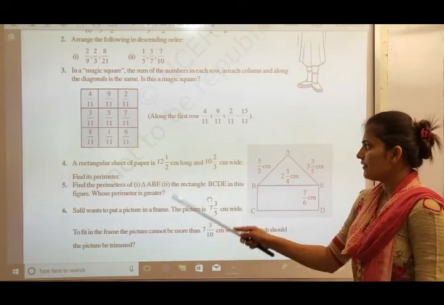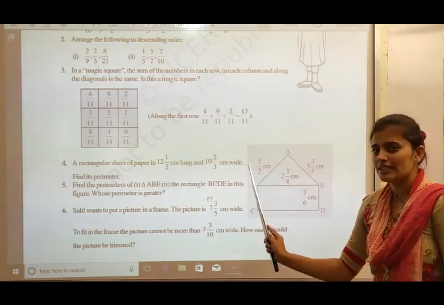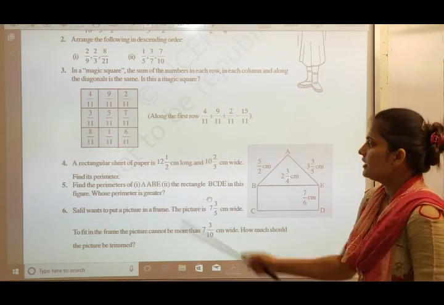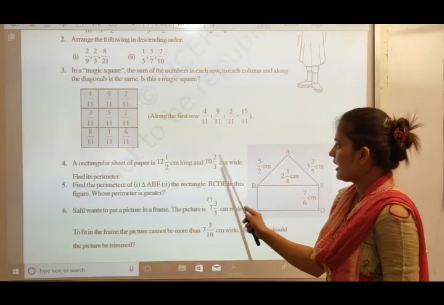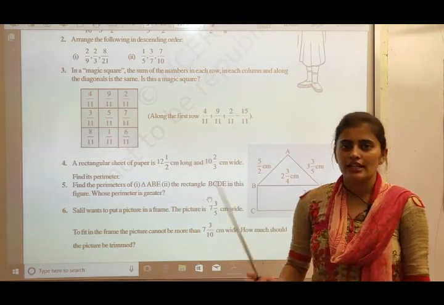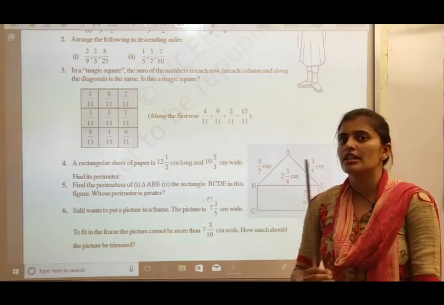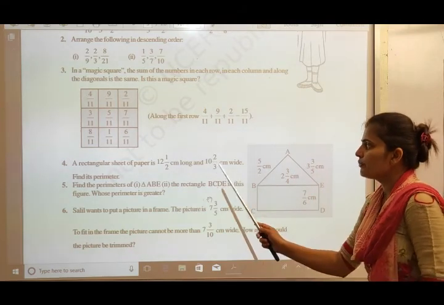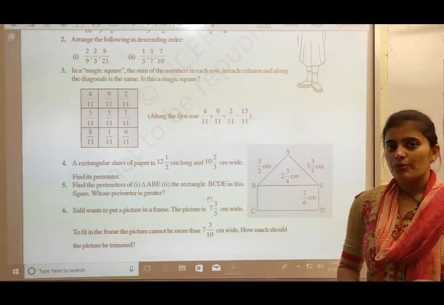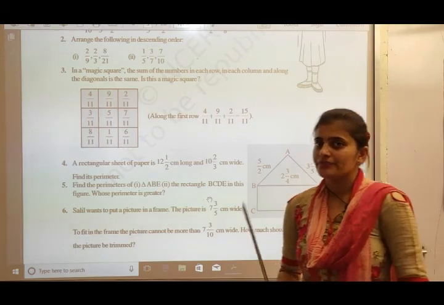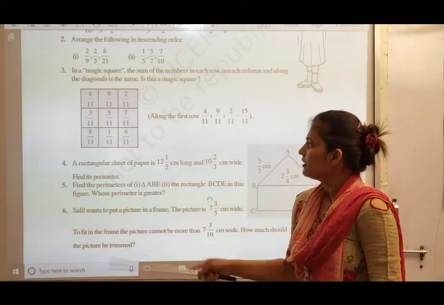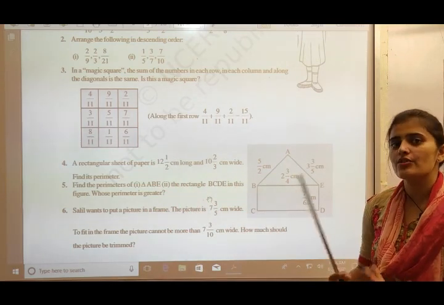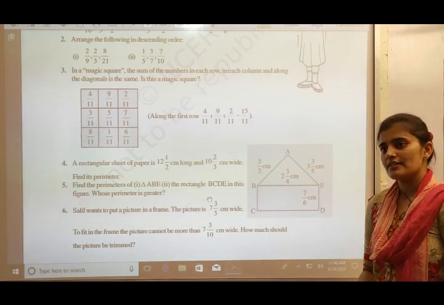Length and width are given. Breadth is not given, so we will take the breadth as the width. Here 12 1 by 2 and 10 2 by 3 are given. They are mixed fractions. Convert them into simple fractions, then put them into the formula: 2 multiplied by length 12 1 by 2 plus 10 2 by 3. Whatever answer you get, that will be the answer. Thank you.